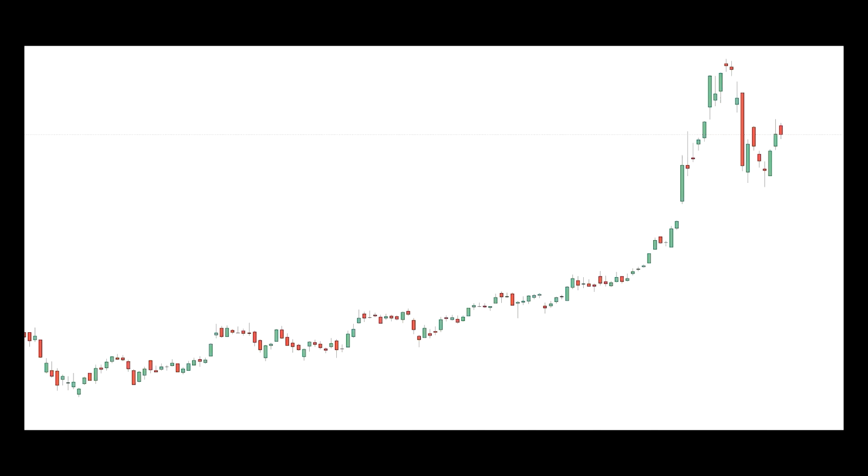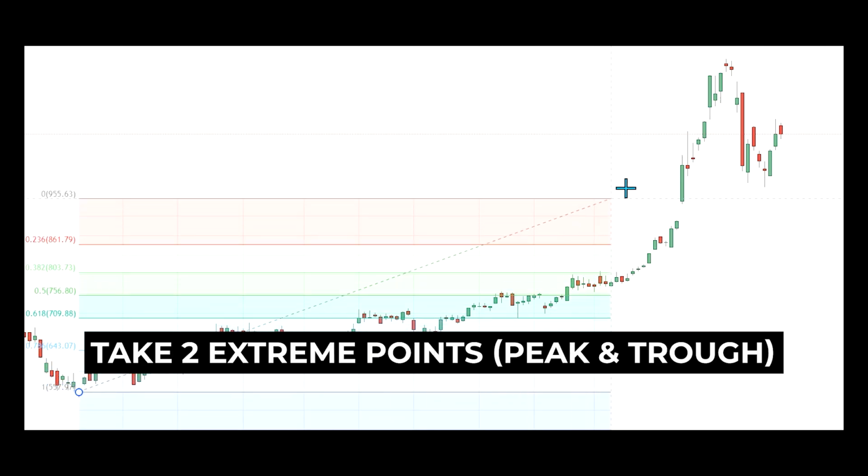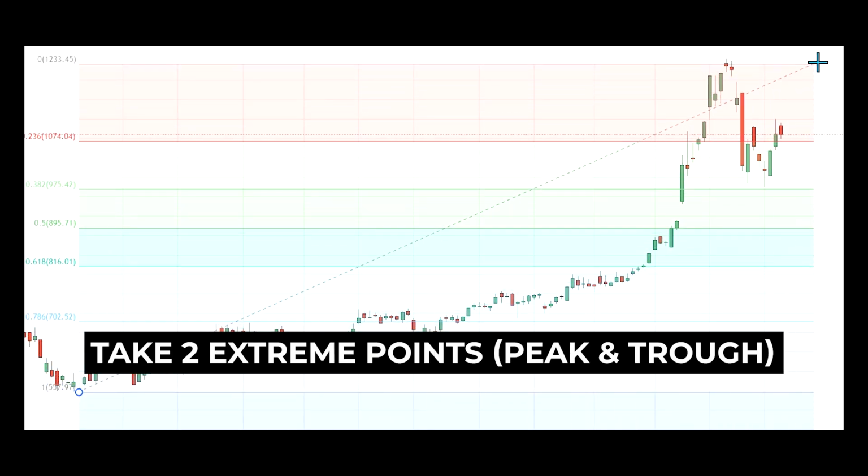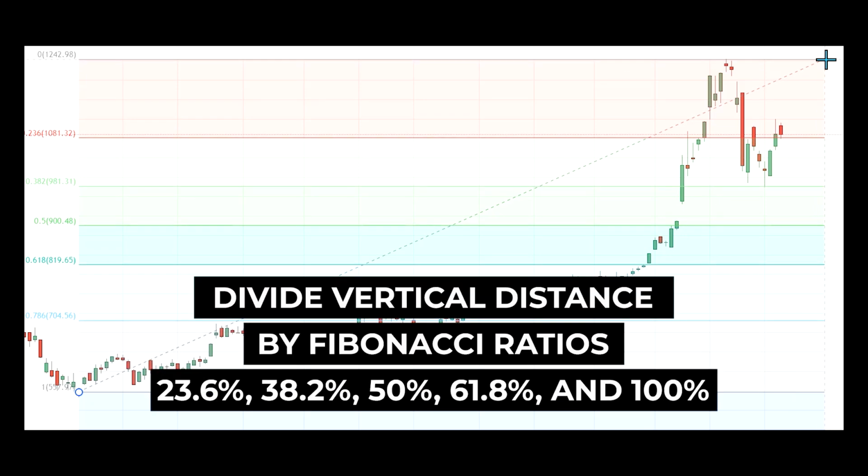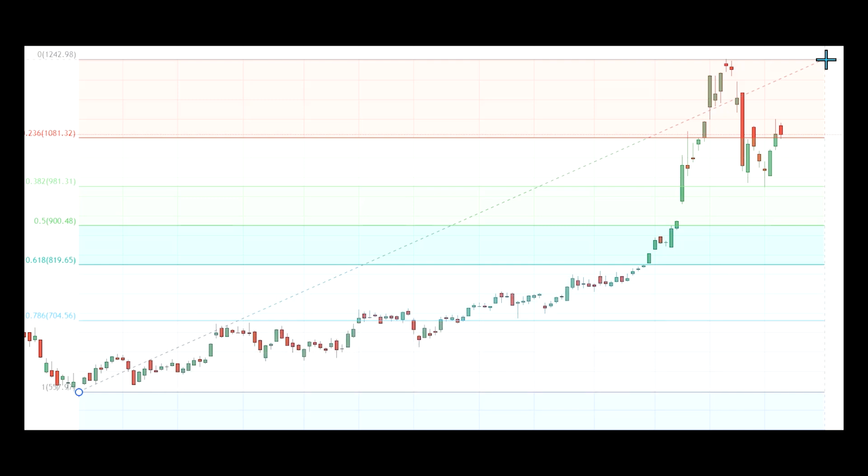Now, let me share with you how to draw Fibonacci retracement levels. It's drawn by taking two extreme points, usually a peak and a trough, on a price chart and dividing the vertical distance by the key Fibonacci ratios of 23.6%, 38.2%, 50%, 61.8%, and 100%. Once these levels are identified, horizontal lines are drawn and used to identify possible support and resistance levels. The 100% level is a complete reversal to the original price level.